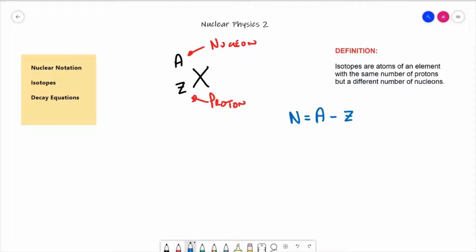We also looked at isotopes, and the definition for isotopes is there on the screen. So isotopes are atoms of an element with the same number of protons but a different number of nucleons. And then thirdly, we looked at the decay equations. I'm not going to remind you of the decay equations right now because we're going to be revising them as we go through today's lesson.